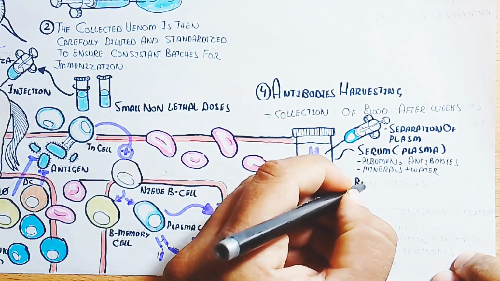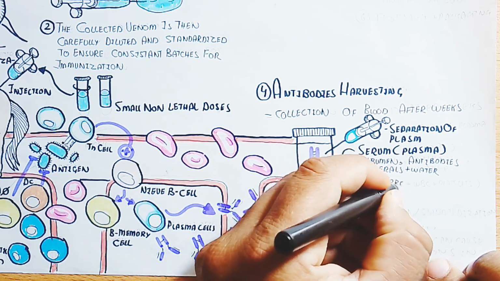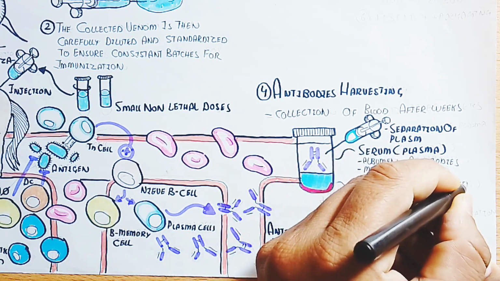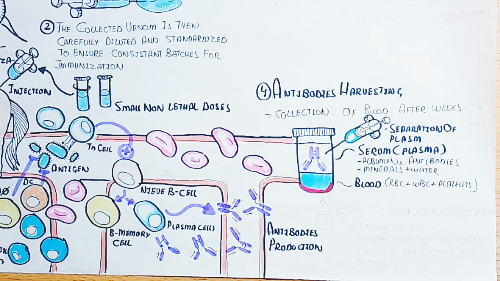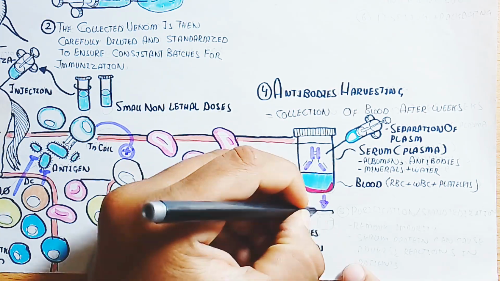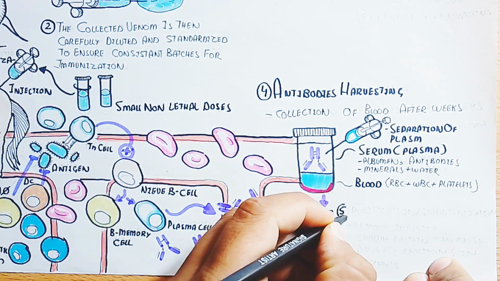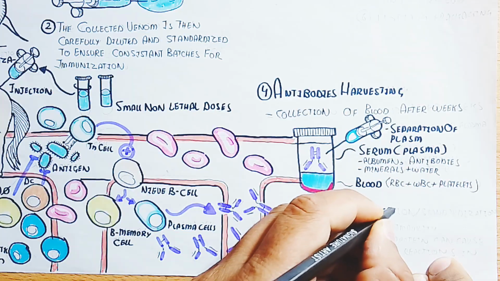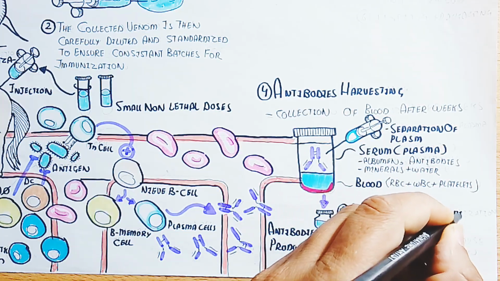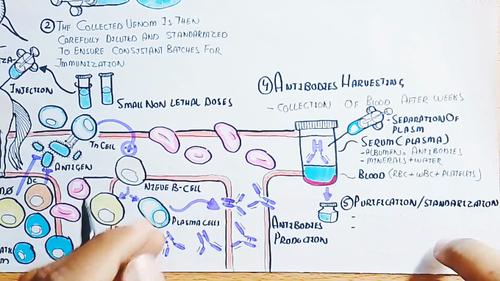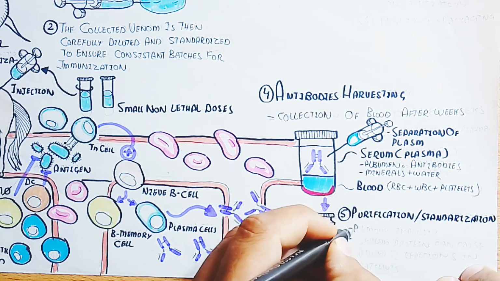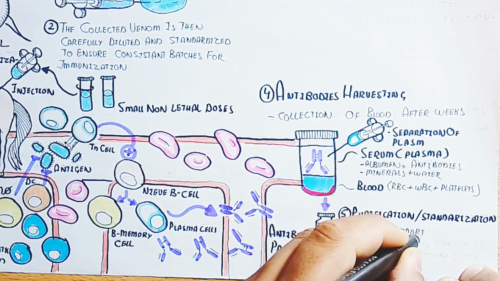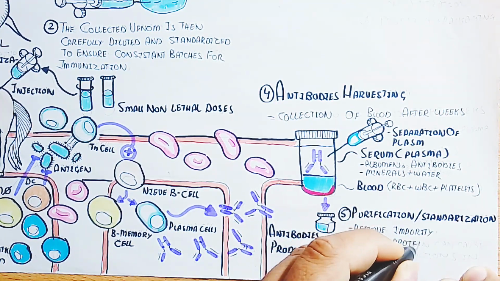So this is the blood. In this, the albumin, antibodies, minerals and water are separated, which is the separation of plasma. The separated plasma contains antibodies, which are very important against the venom of the snake. In this way, purification and standardization remove the impurities.